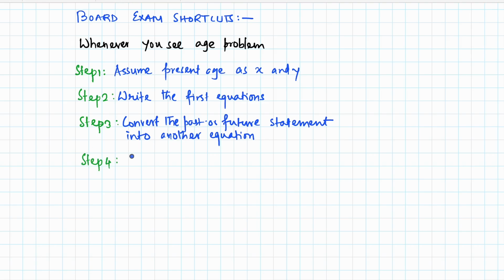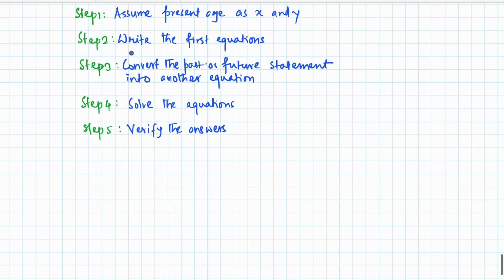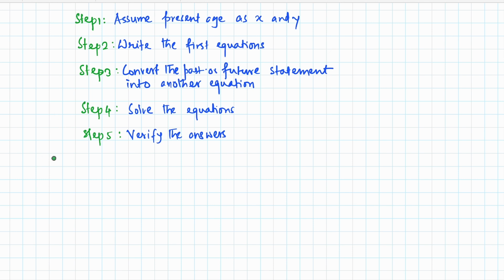This is important. Step number 4, solve for x and y variables for the given pair of linear equations, and finally verify your answer as we have shown in both the examples. So these are the very important 5 steps. If you follow them, you can easily solve any kind of age problem that will come in the board or even outside.